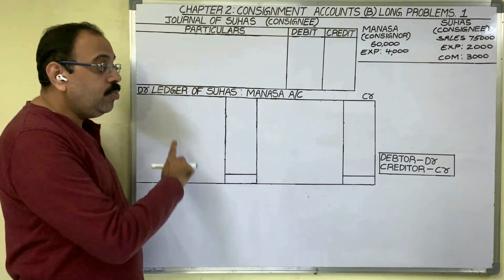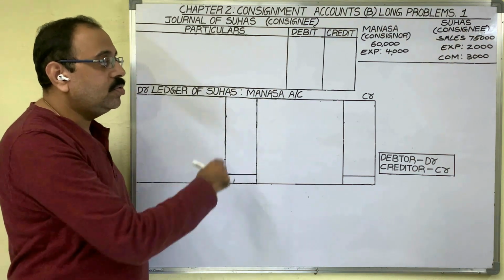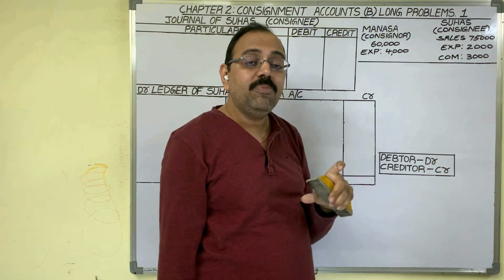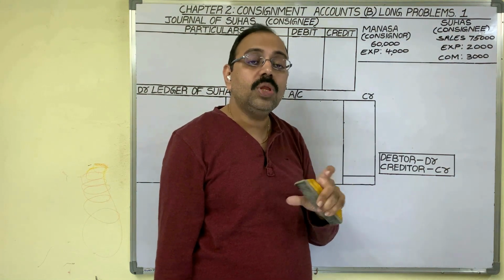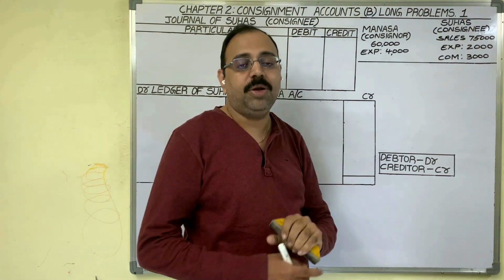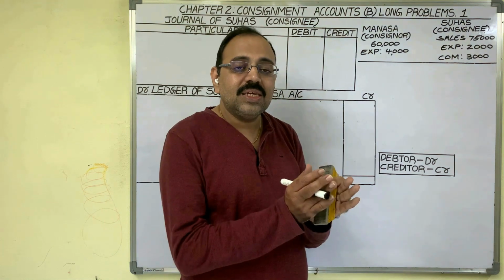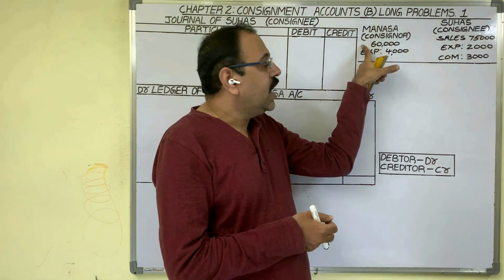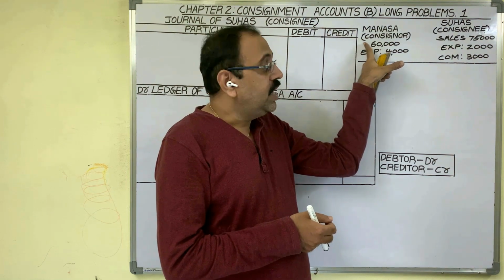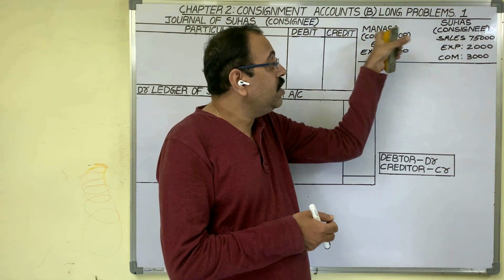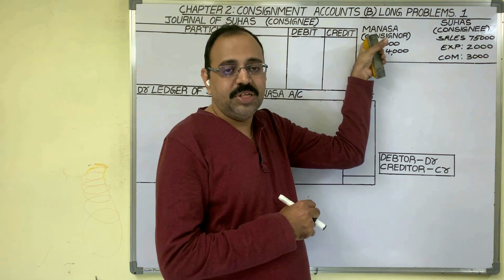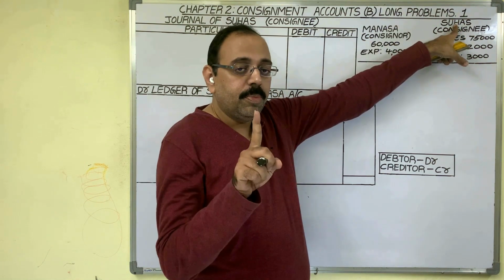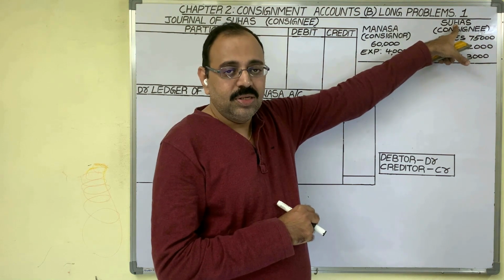Why do we not need to prepare a consignment account in consignee's books? Because consignment account is prepared to know the profit or loss in consignment business. Who is concerned with the profit or loss of consignment business? Only the consignor. The consignee is not concerned with the profit or loss in consignment business. So in consignee's books, we need not prepare a consignment account.